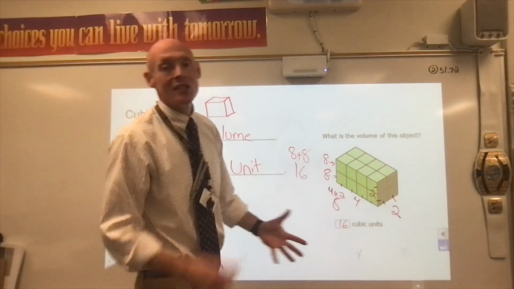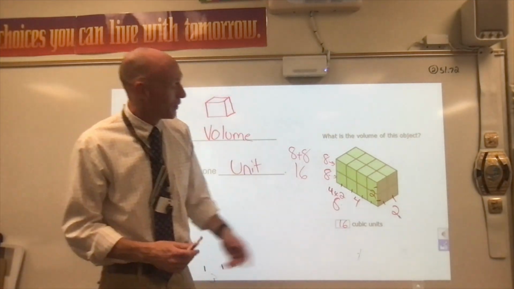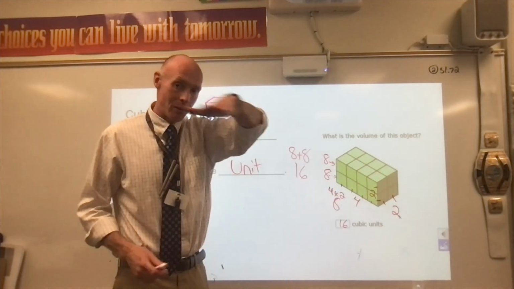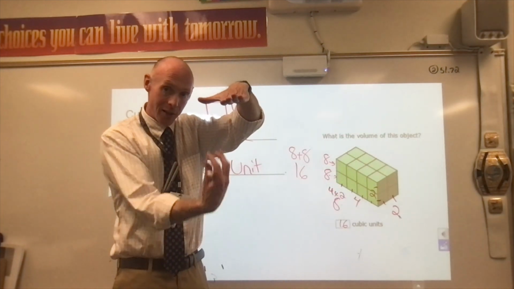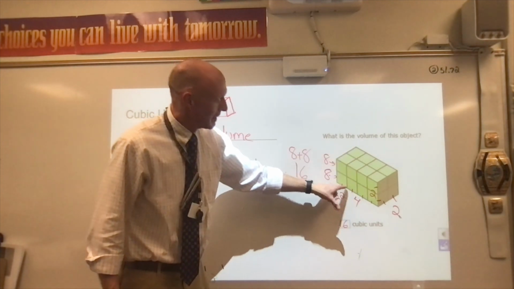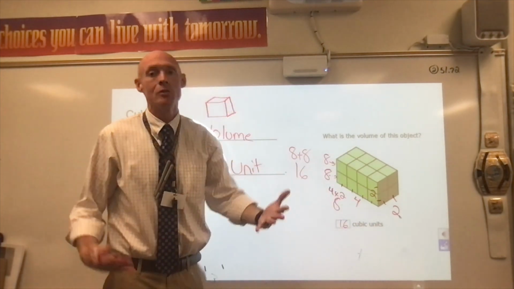And again, you can't see all of the cubic units, but we know they're there. How do we know? That one's up top. So there's got to be something underneath it supporting it. So there's going to be 8 down here, another 8 on top, total of 16.